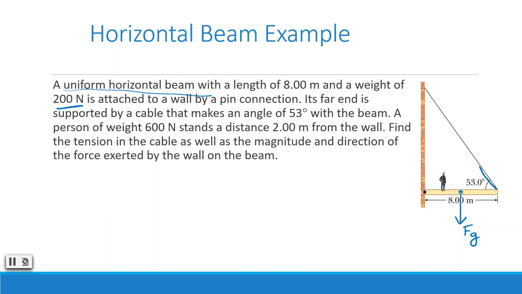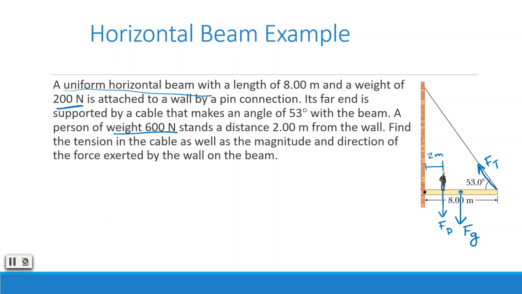That cable is going to be exerting a tension force. So that tension force is going to act along the angle there. And it's making a 53 degrees. There's a person with a weight of 600 newtons. So they are also going to have a force. I'm going to call that FP for F person, standing at a distance of 2 meters.